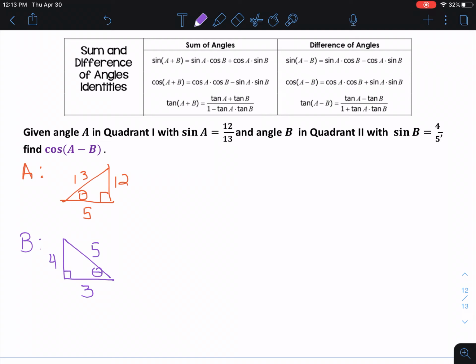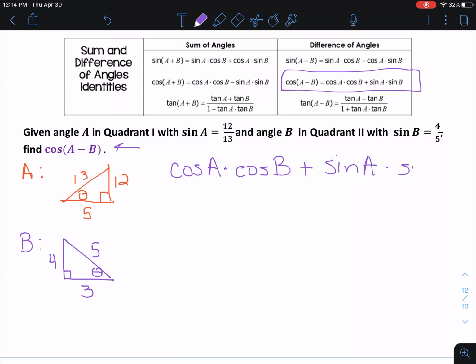So now we're trying to find cosine of A minus B. So that's this formula right here that we will need. So I'm going to write that out. Here we go. We've got cosine of A times cosine of B plus sine of A times sine of B. Okay. So now cosine of A and cosine of B we are not given. We are given sine of A and sine of B. So that's where you have to use your two triangles here to figure out those values.